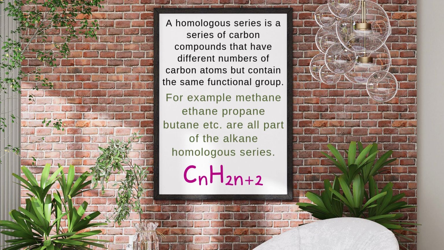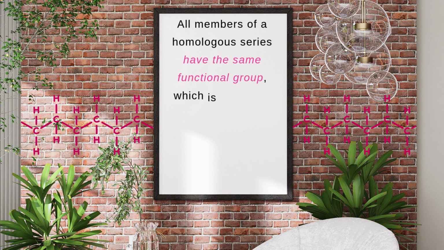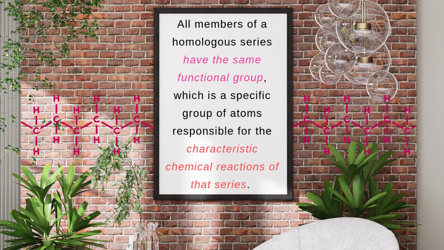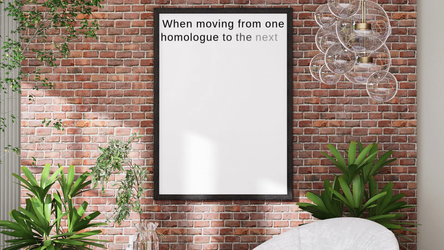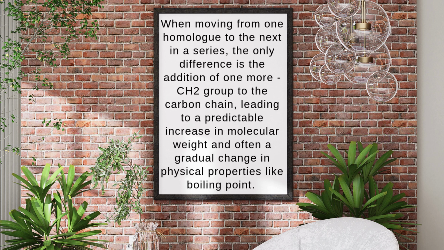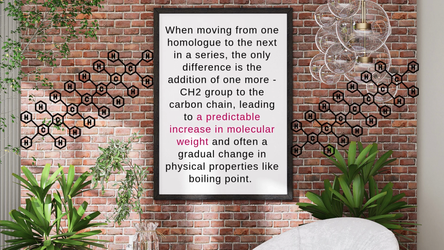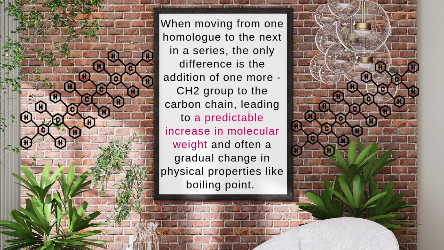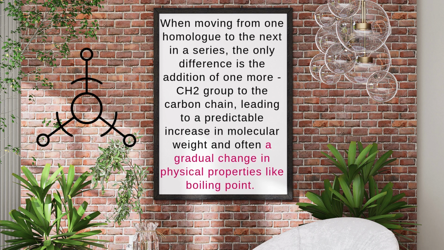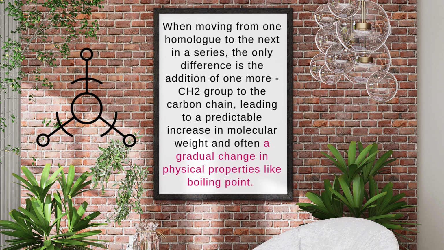Two key characteristics of homologues within a homologous series are: all members of a homologous series have the same functional group, which is a specific group of atoms responsible for the characteristic chemical reactions of that series. When moving from one homologue to the next in a series, the only difference is the addition of one more CH2 group to the carbon chain, leading to a predictable increase in molecular weight and often a gradual change in physical properties like boiling point.